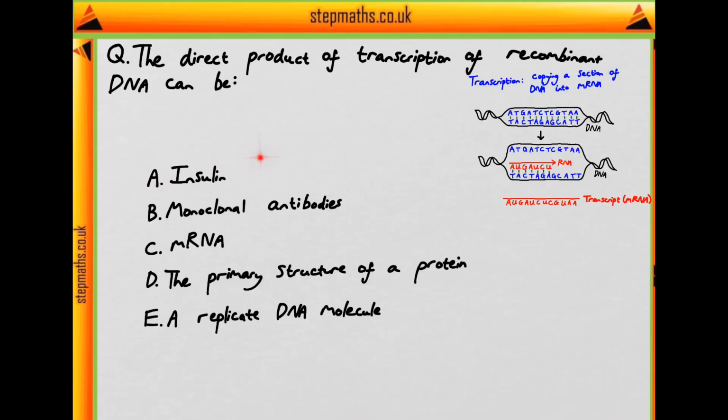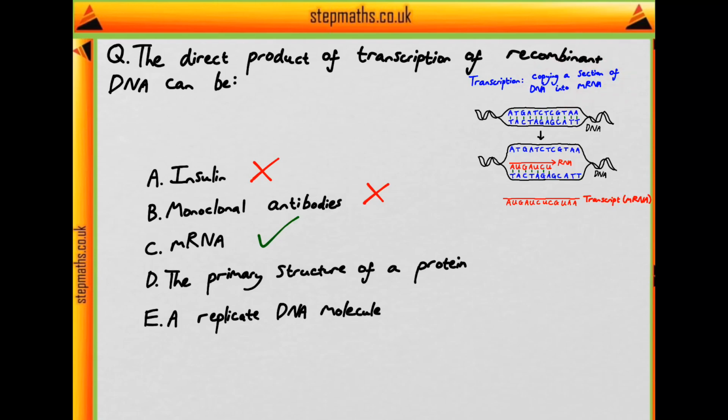Now, upon looking at our answers, we can see that it's not insulin, as insulin is a protein and is therefore a product of translation, not transcription. Next, monoclonal antibodies. Antibodies are also proteins and so are therefore a product of translation, not transcription. And then we have mRNA, which is our correct answer, as we know that transcription is the copying of a section of DNA into mRNA.